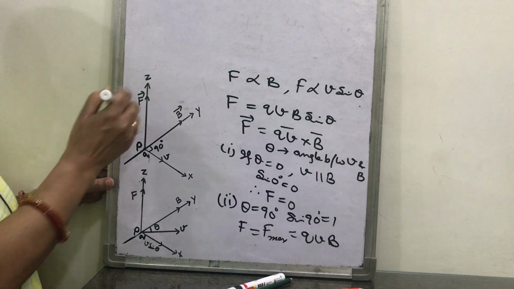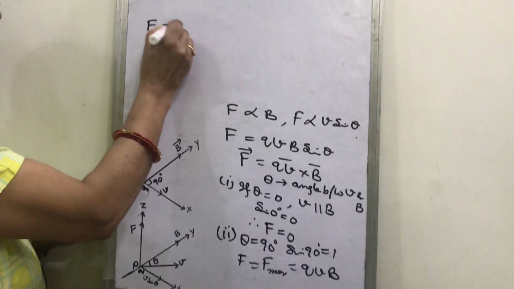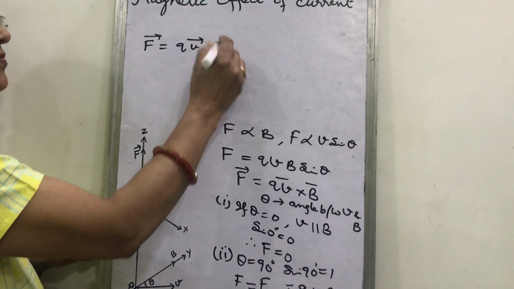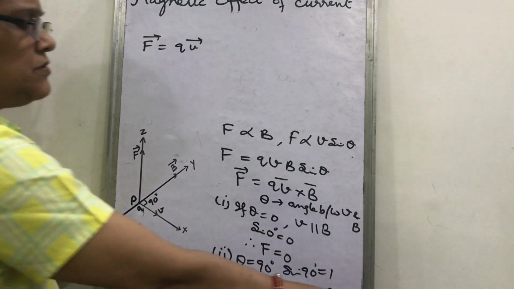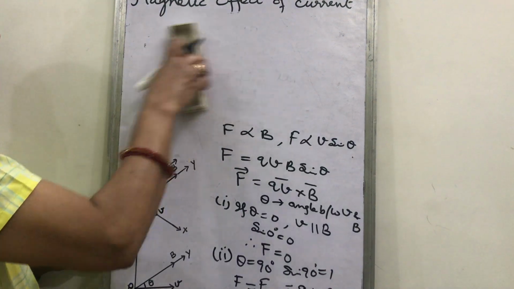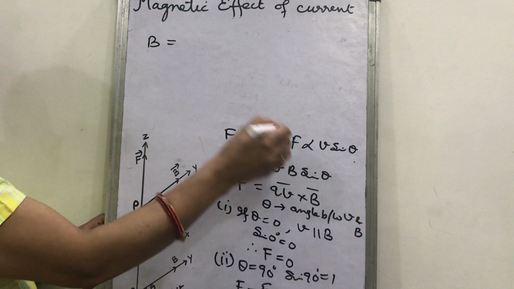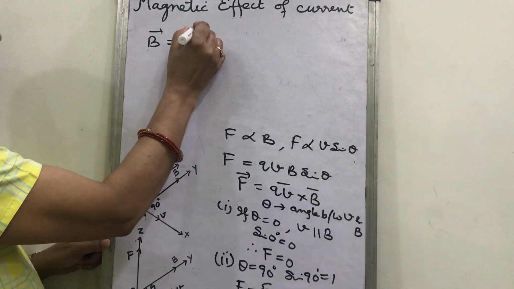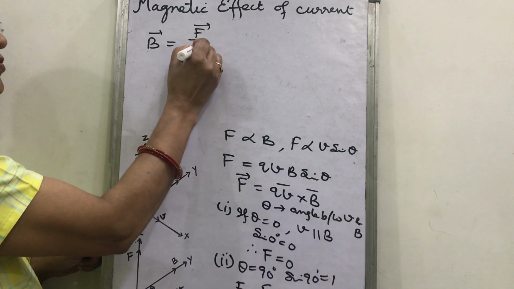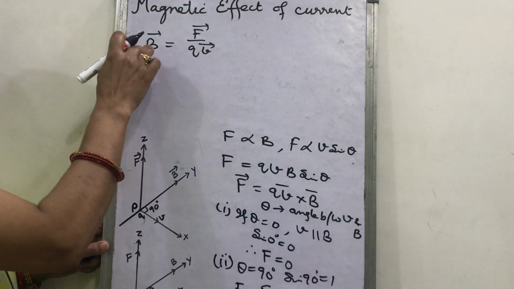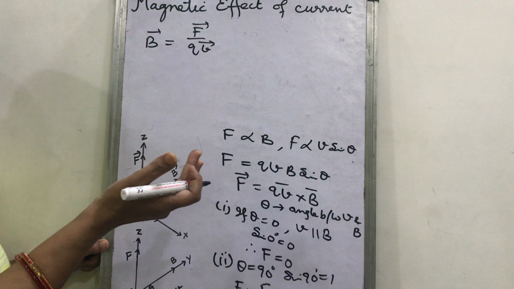So in the vector form, we can write that F equals q v cross B. This I have written here, in the vector form. And how can you define B, the magnetic field? B will be equal to F upon qv. Now look here, what is the basic difference between the magnetic field and the electric field?